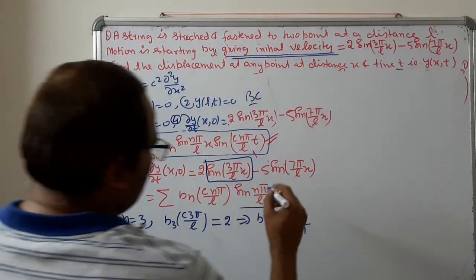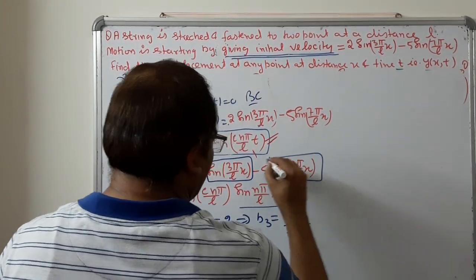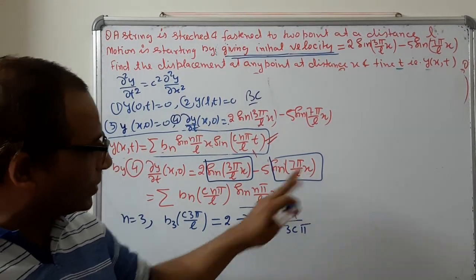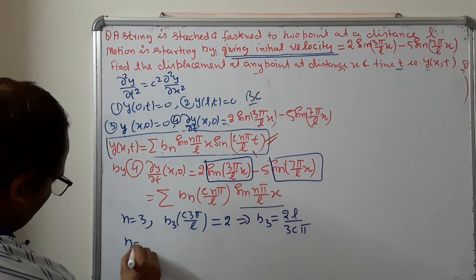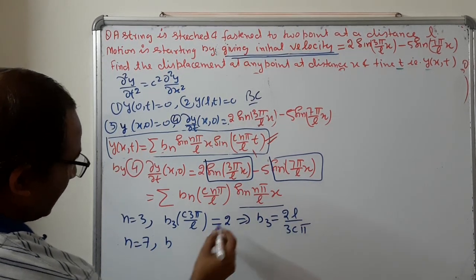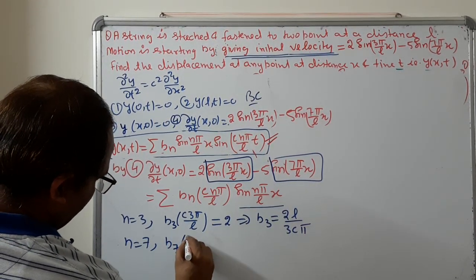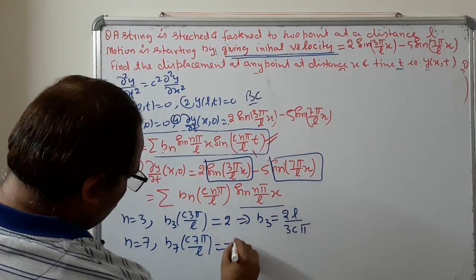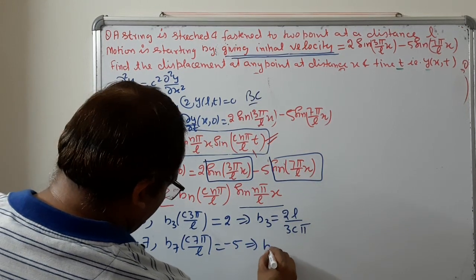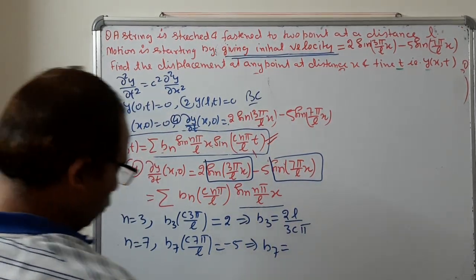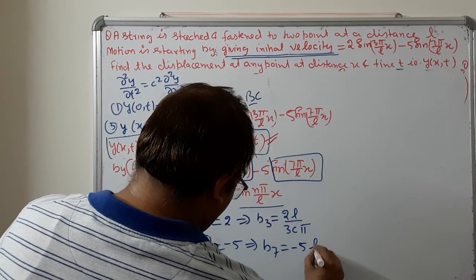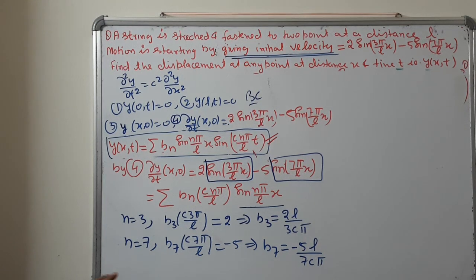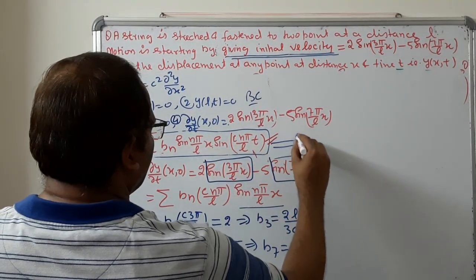Now come to the next term. Next term is this one, sin(7πx/L). If we compare this to this term, n equal to 7. So put here n equal to 7, and this is B7 C7π/L, that is equal to minus 5. So we can write B7 is equal to -5L/(7Cπ). Put all the values in this one.